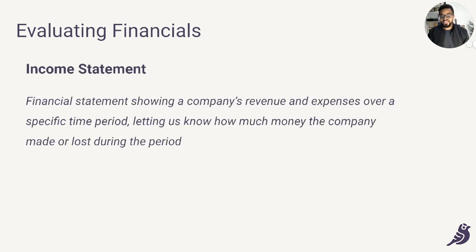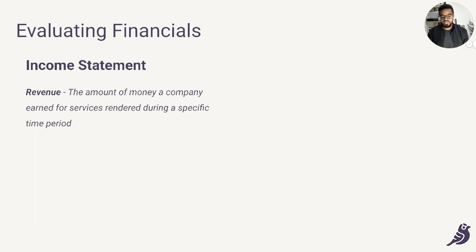The income statement is a statement showing a company's revenues and expenses over a specific time period, letting us know how much money the company made or lost during this time period. The income statement is typically broken down into sections in the following manner. It starts with the revenue. This is the amount of money a company earned for services rendered during a specific time period.